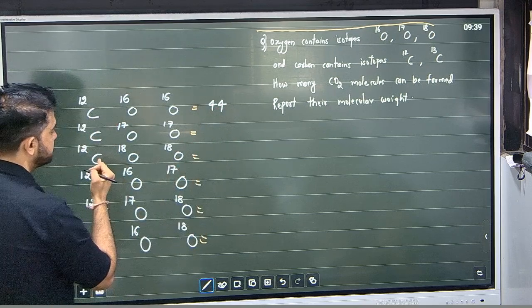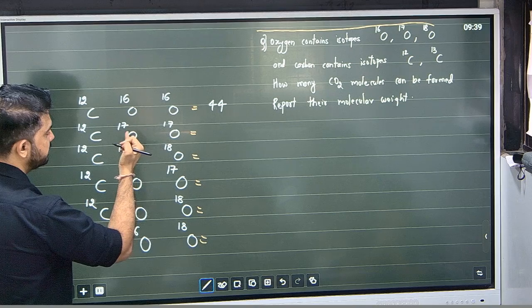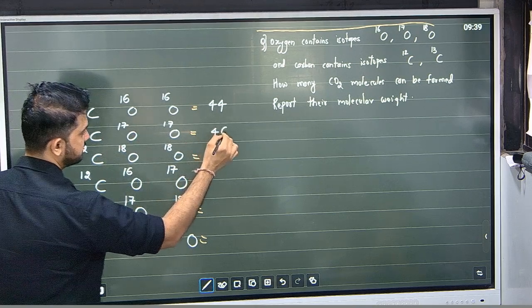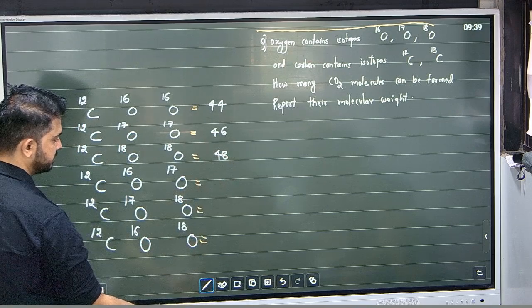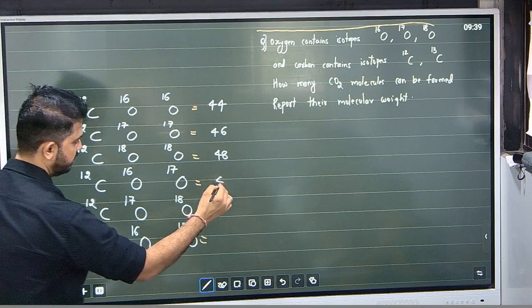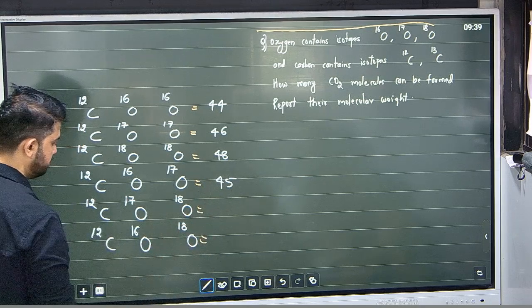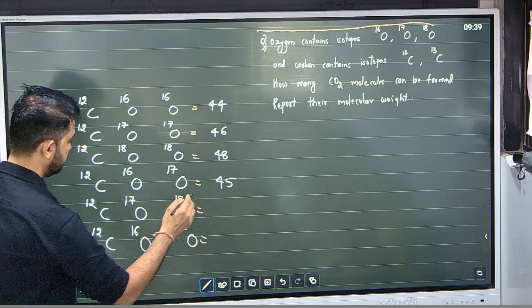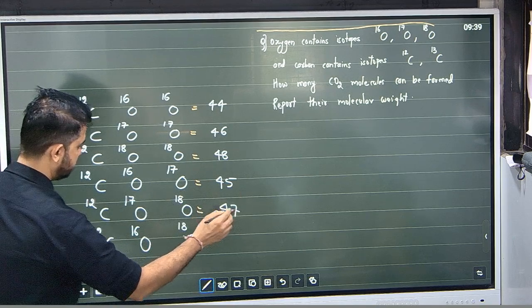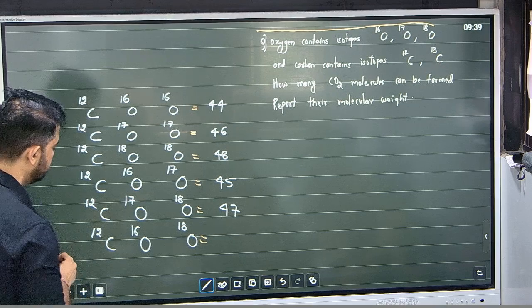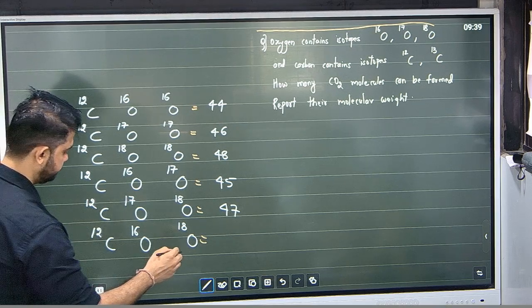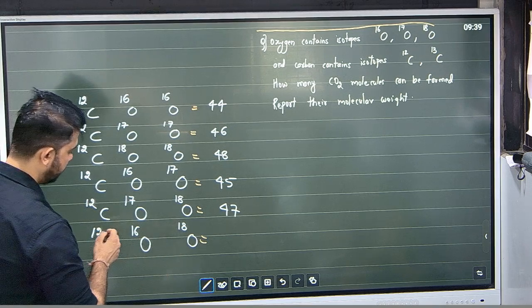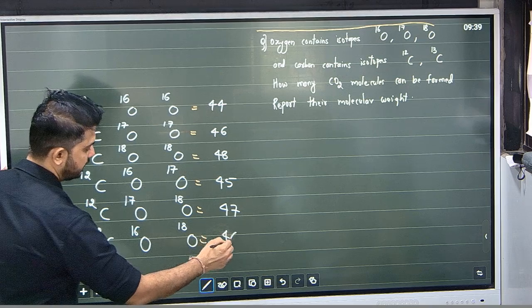What about the next one? 17 plus 17, 46. 48. 45. This is equal: one decreased, one increased. 47 is equal. 47. 12 plus 17 is 29. Yes. And give me the last one, people. 12 plus 18 and sorry.